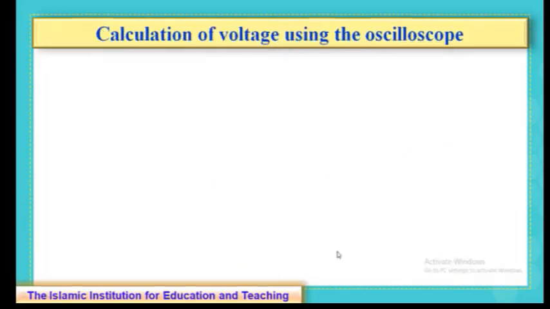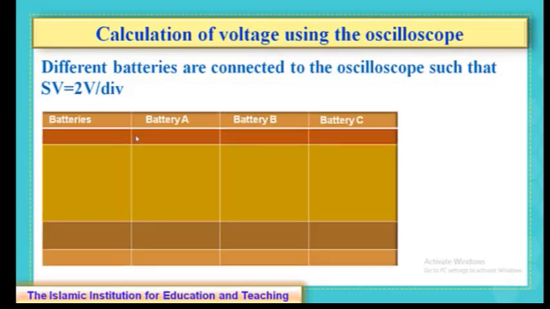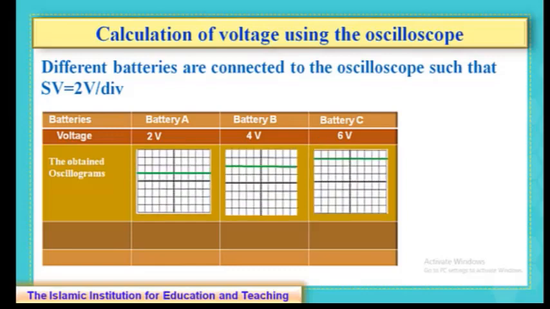Now, how to calculate the voltage using the oscilloscope? Here we have different batteries connected to the oscilloscope such that the SV is equal to 2 volt per division. We have 3 batteries, battery A with voltage 2, battery B with voltage 4, and battery C with voltage 6. We obtained different oscillograms. All of these oscillograms are horizontal luminous lines.